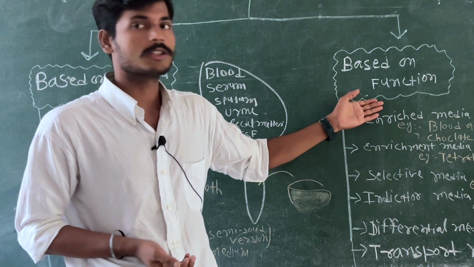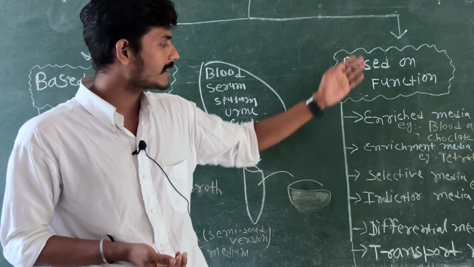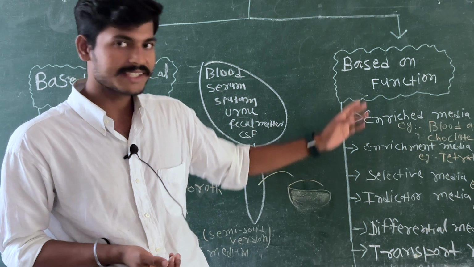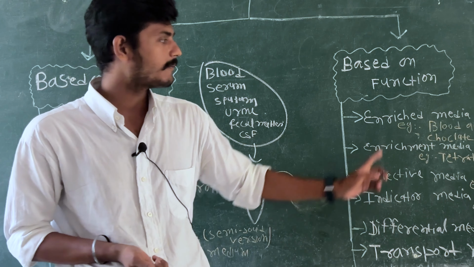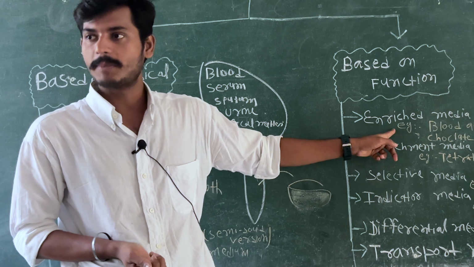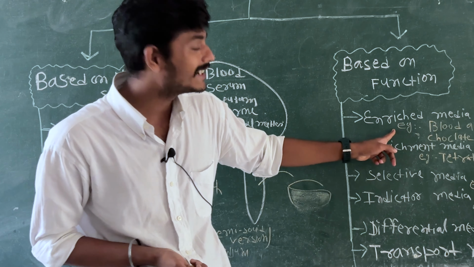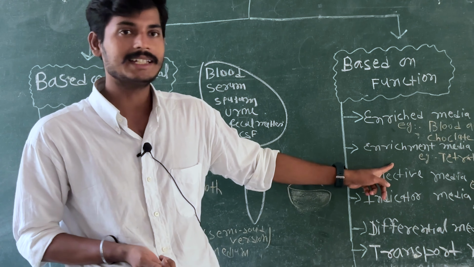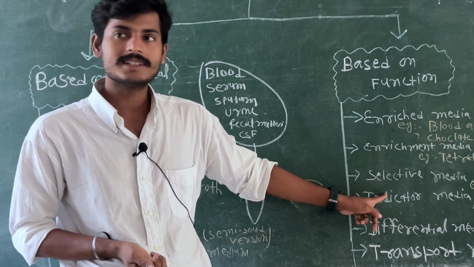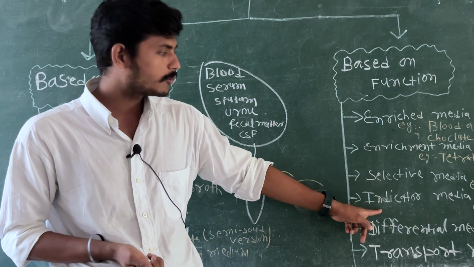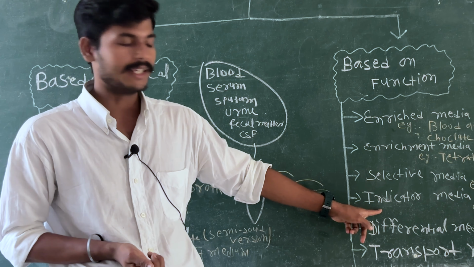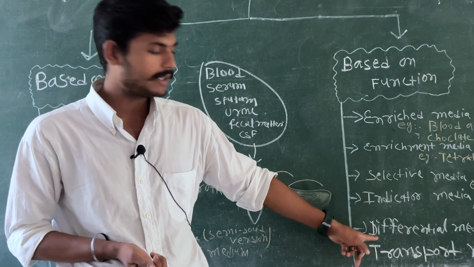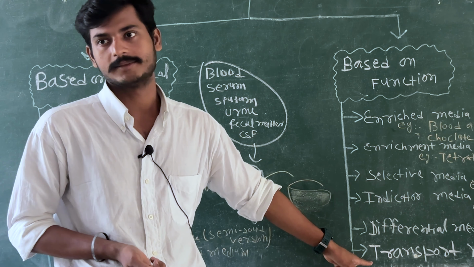Then we have the classification based on function. Based on the function, how many types of media are there? 6 types. First one is the basic media, second one is the enrichment media, third one is the selective media, fourth one is the indicator media. Then we have the differential media and transport media.